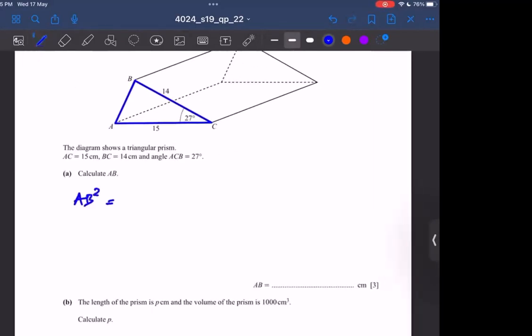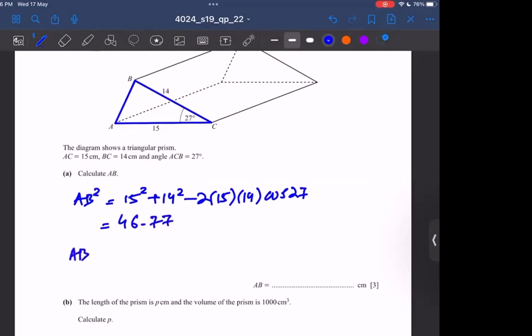AB square is equal to 15 square plus 14 square minus 2 times 15 into 14 cos 27. So I got 46.77. I'm going to take the square root of this value. I got AB value is 6.83. So AB value to 3 significant figures is 6.84.